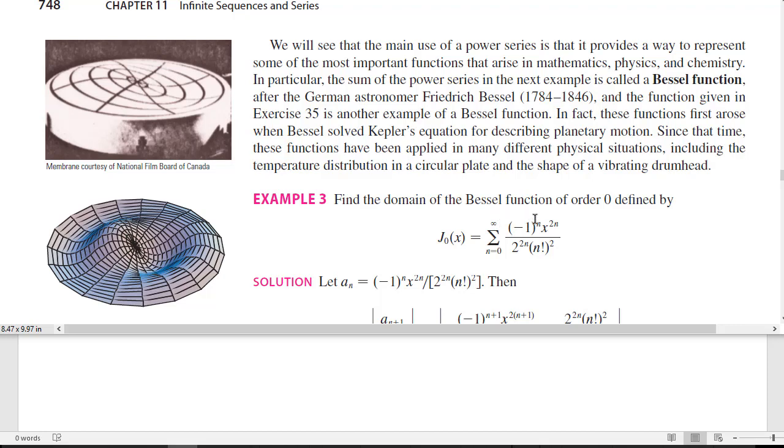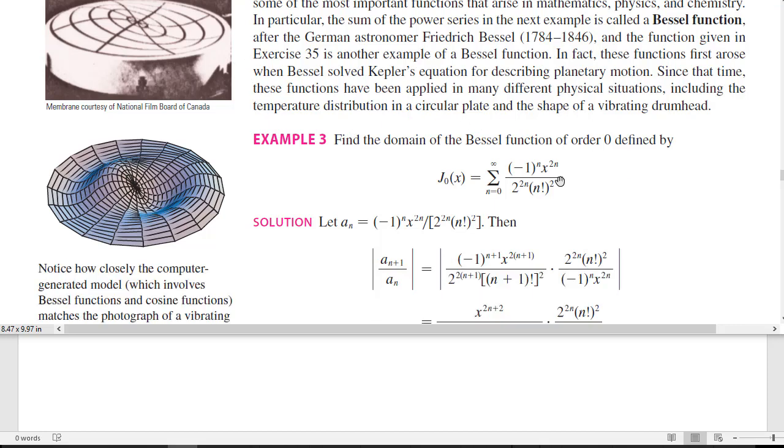Now, we have different orders of Bessel functions, and the one that Stewart presents to you is the Bessel function of order 0. Now, the Bessel function of order 0, as we can see right here, is defined as a power series. This is negative 1 to the n, x to the 2n over 2 to the 2n times n factorial squared. Now, after showing you this application of one particular power series, Stewart says, let's find the domain of the function. So let's find its interval of convergence.